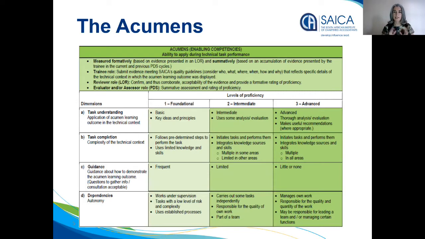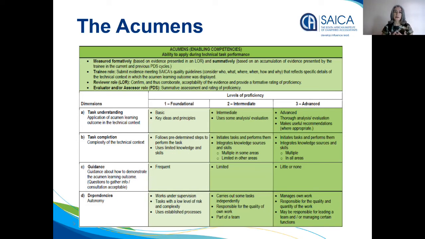So while we're on the matrix, I did say we'd quickly look at the matrix and then move on to the decision tree. There are 4 dimensions for the Acumens: task understanding, task completion, guidance, and dependencies. Now, guidance is the one that talks directly to the Acumen. We're talking about, does the trainee require guidance in terms of displaying the Acumen, demonstrating the Acumen, conflict resolution, writing an algorithm, building a relationship, determining the external factors on a business, making a critical decision. All of those things are the actual Acumen.